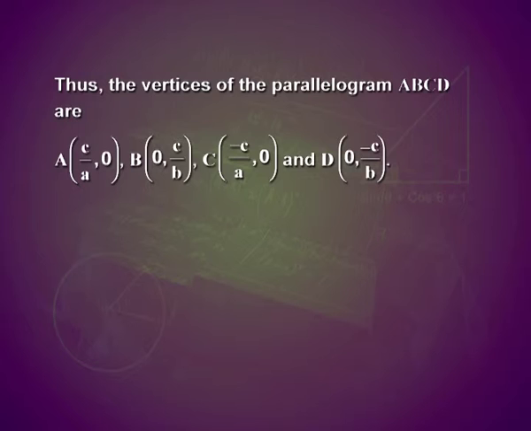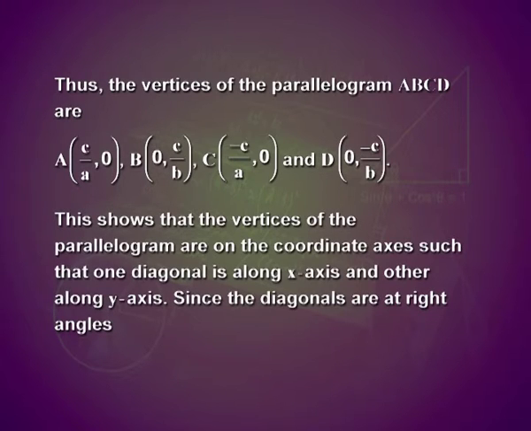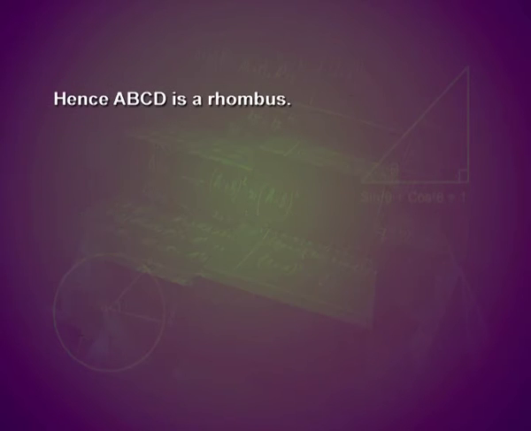Thus, the vertices of the parallelogram ABCD are A c upon a comma 0, B 0 comma c upon b, C minus c upon a comma 0 and D 0 comma minus c upon b. This shows that the vertices of the parallelogram are on the coordinate axis such that one diagonal is along x axis and other along y axis. Since the diagonals are at right angles, hence ABCD is a rhombus.